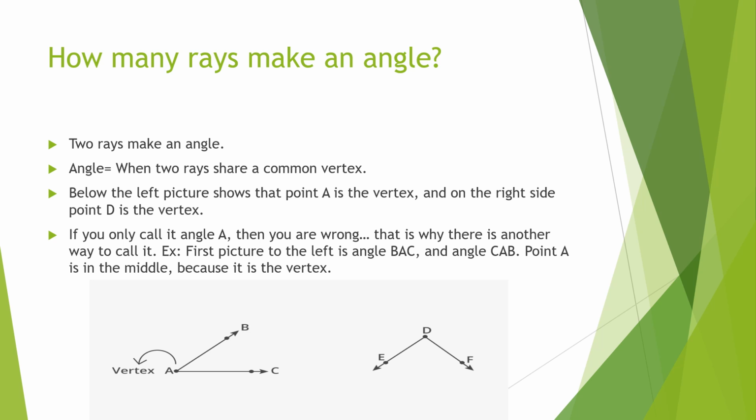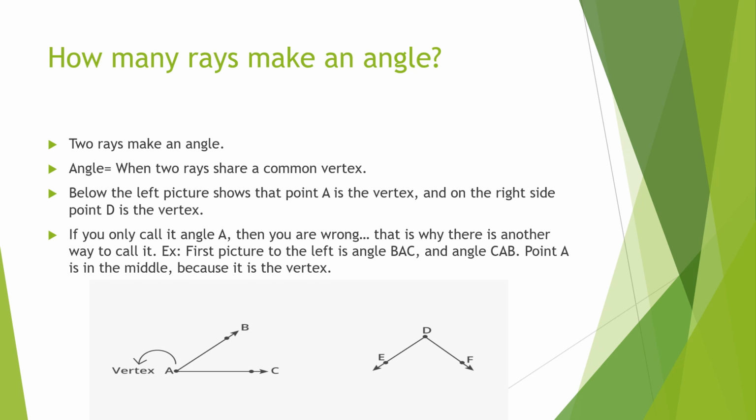Two rays make an angle. As you can see, there are two pictures on the bottom, on the left side and on the right side. The picture on the right side has two rays that make an angle, as well as the picture on the left side. And the vertex is the point that connects the two rays to make an angle also. So on the left side, the vertex is A, and on the right side, the vertex is D.